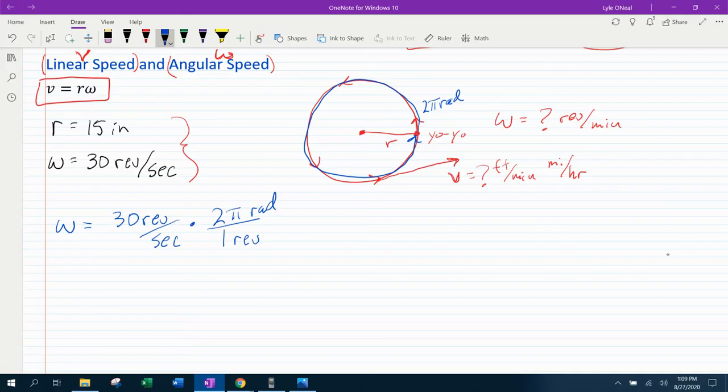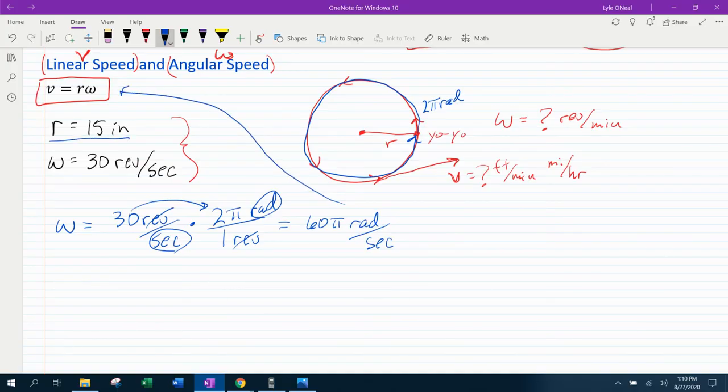The reason I put the revolutions in the denominator is because over here revolutions were in the numerator, and I want those to cancel. So now when I multiply straight across, I'm going to get 30 times 2, which is 60 pi, and now I'm in radians per second. So now I've got my angular speed in radians per second. Now I can plug that into my formula. With my radius and my angular speed, I can now calculate linear speed.